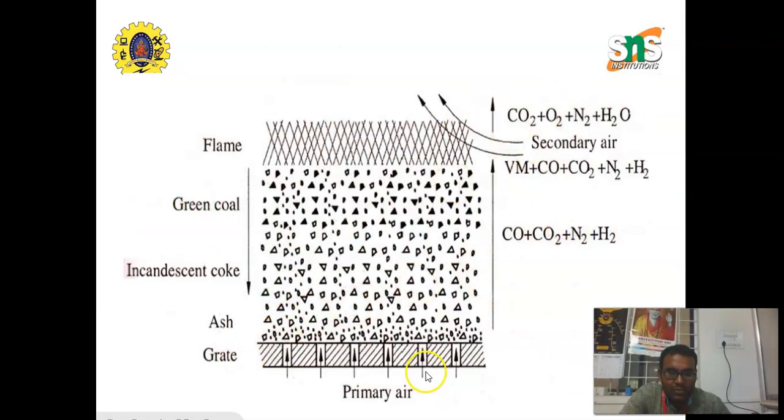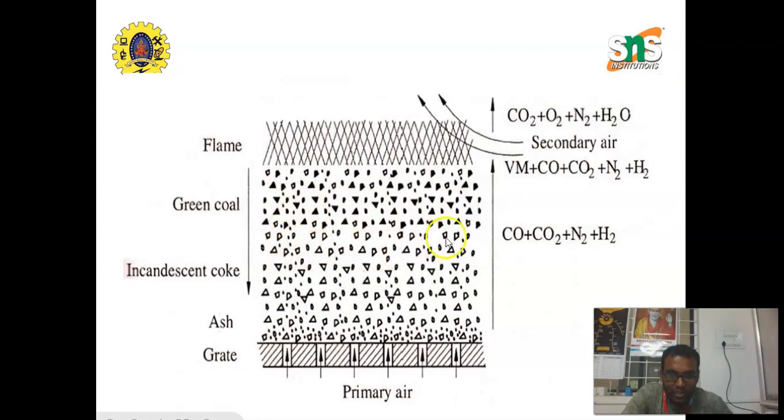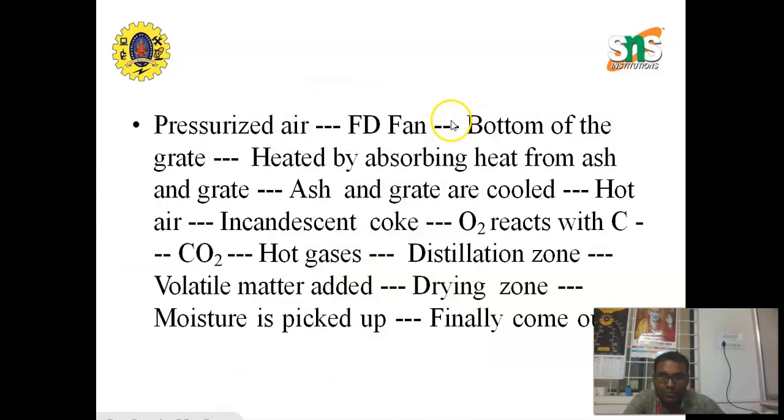This is the 2D diagram of the overfeed mechanism. First is the flame zone. Second is the flame. The first zone is the green coal or fresh coal zone, as shown in the figure. The second one is the drying zone. This area is the drying zone. The third zone is the distillation zone, and this is the combustion zone where the combustion process takes place. And the final part is the ash, which is carried out with the help of the grate. The primary air enters here and the secondary air enters here. The flame particles form here. These are some of the parts of the overfeed mechanism.